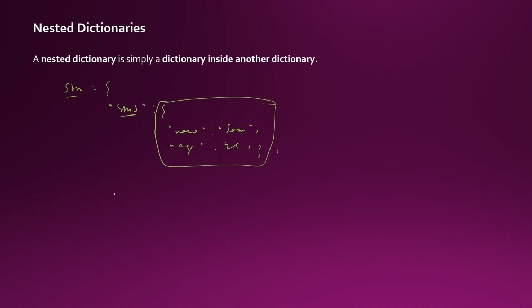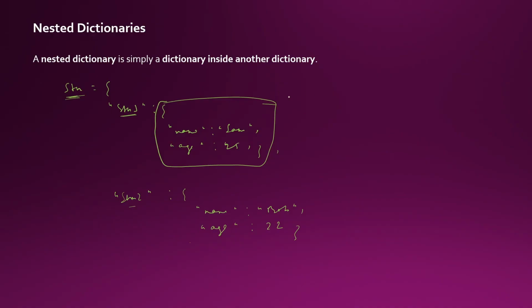Now again, this is student 2. This is another key of the student dictionary, and student 2 is another dictionary inside the student dictionary. Within this, as a value, we are mentioning another dictionary, name as Bob, age as 22. So this is how we can mention different dictionaries inside my main dictionary. So this is called a nested dictionary.